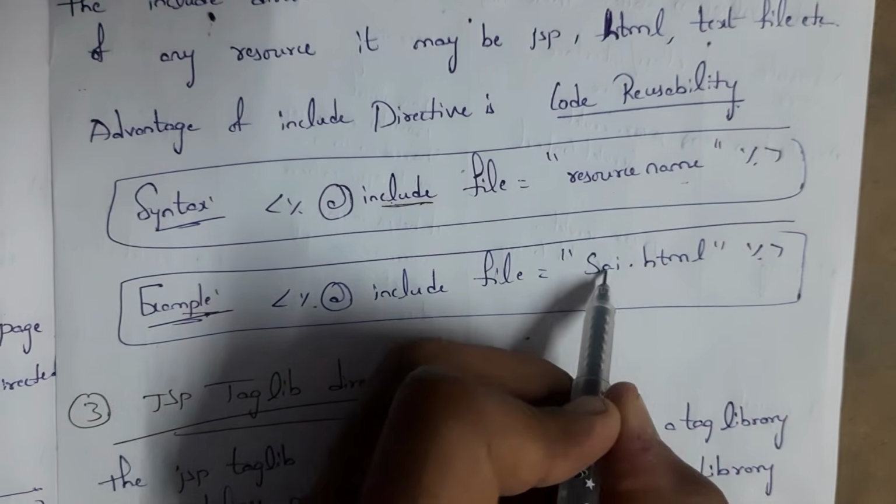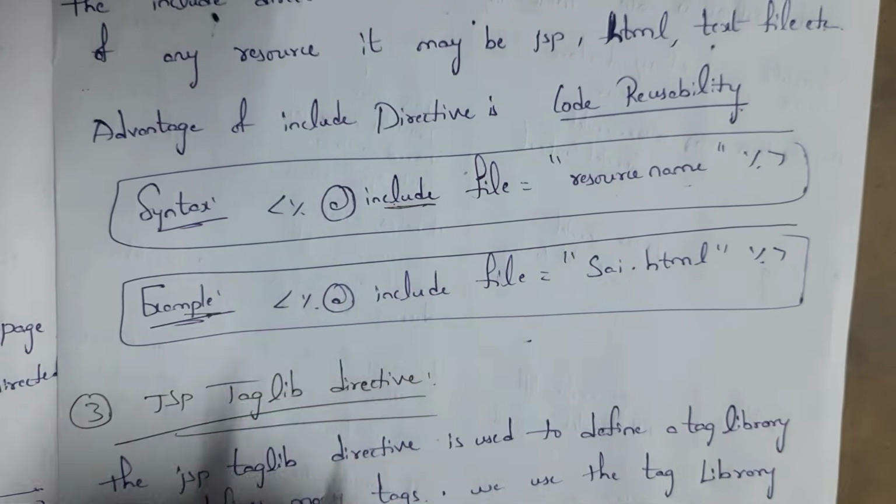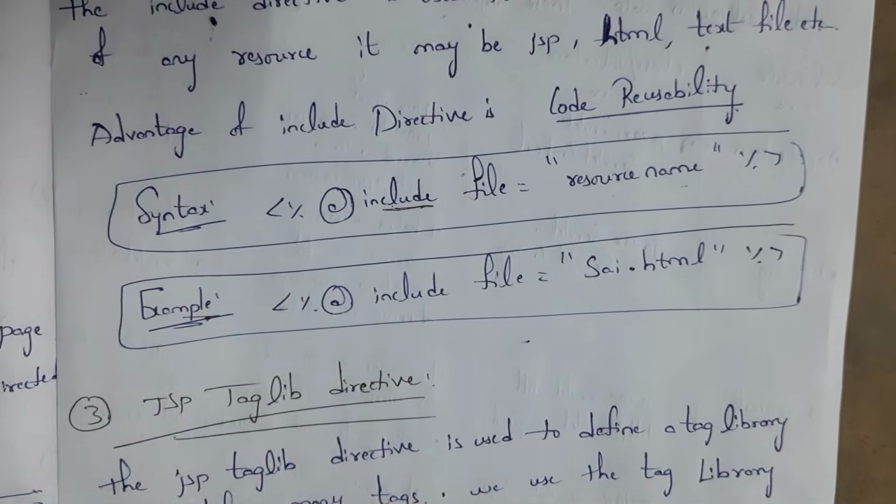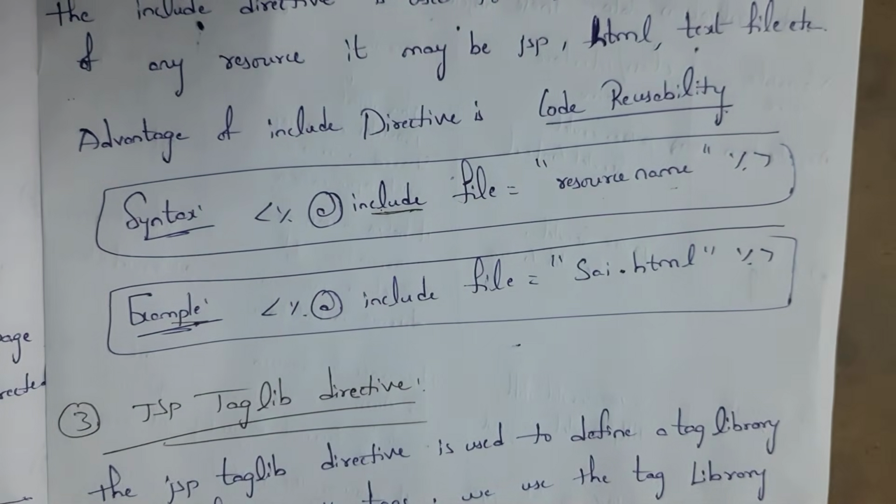Include file equal to soy.html. The meaning of this is we are including the soy.html file inside this JSP. This is an example of the JSP include directive.